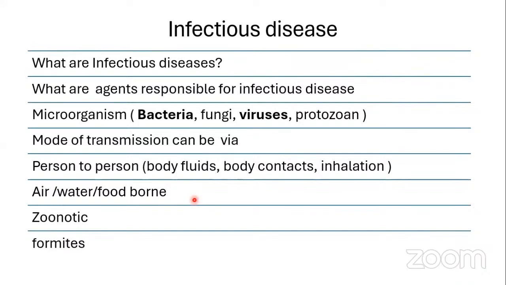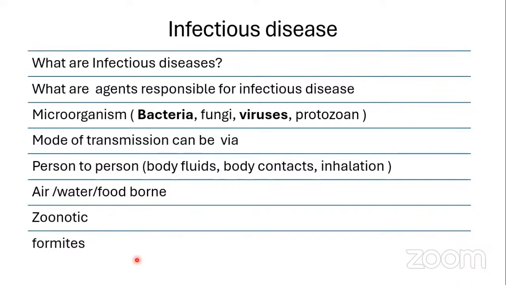We also have zoonotic. Zoonosis itself is a form of disease transmission from animals to humans. So in this type of infection, animals can be a source of transmission. Examples are anthrax and rabies. These are forms of infection that can be transferred from animals to humans, and it is zoonotic in nature.